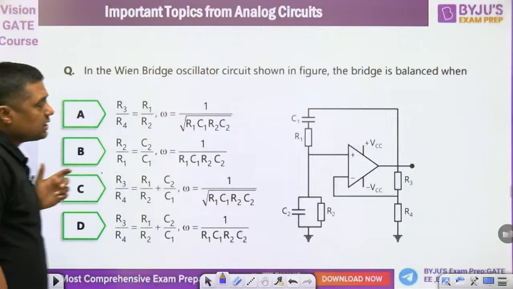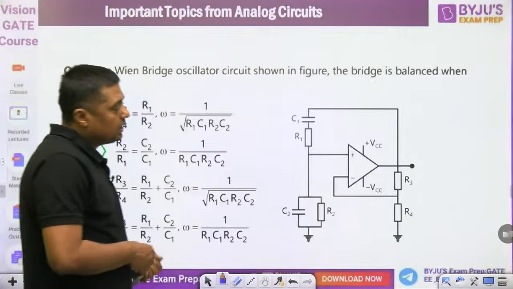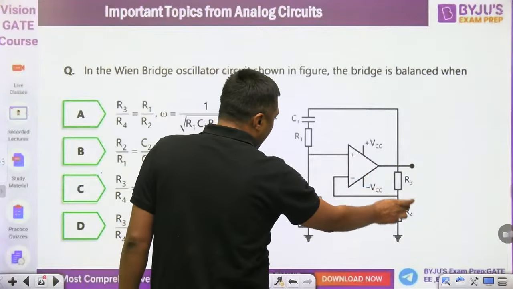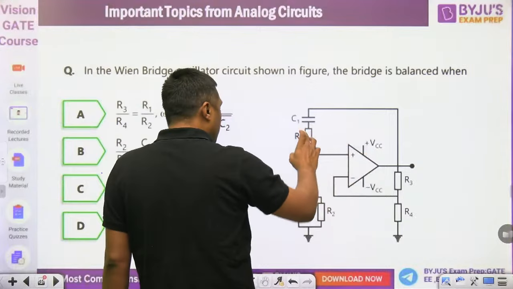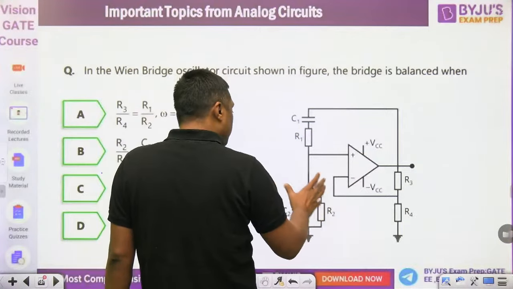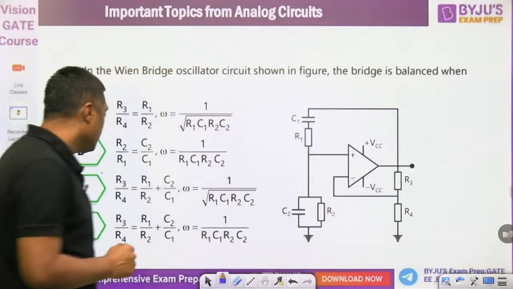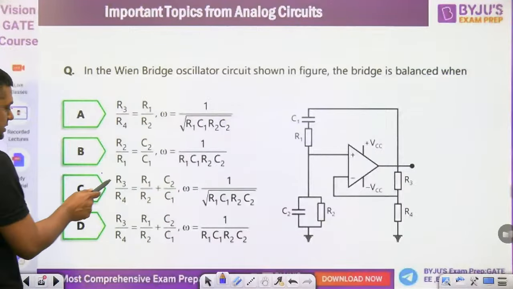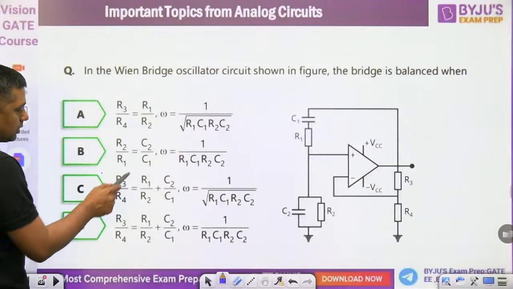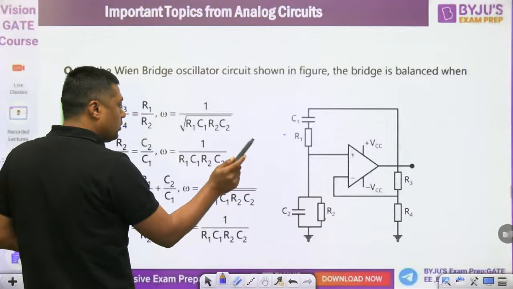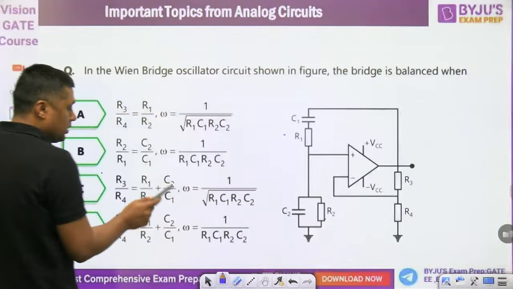So what is the condition? Wien bridge balance condition: R3 upon R4 is equal to R1 upon R2. But the capacitor always behaves in the opposite direction, so C2 upon C1. Balance bridge condition: R3 upon R4 is equal to what? R1 upon R2, this divided by this. But the capacitor always has opposite nature, C2 by C1.